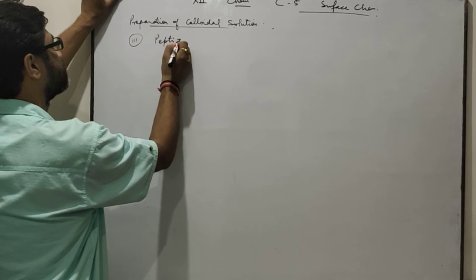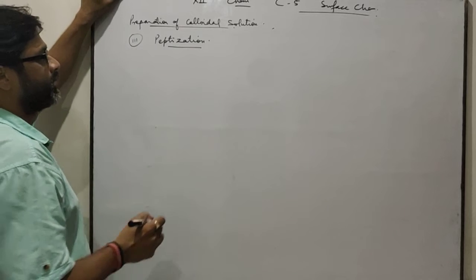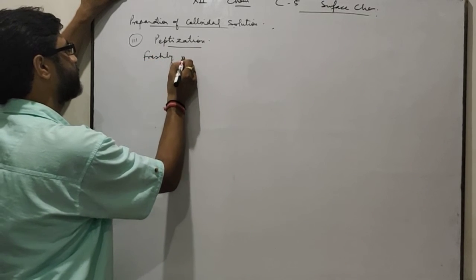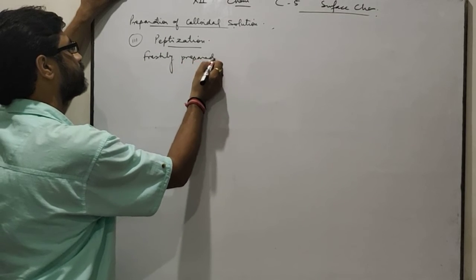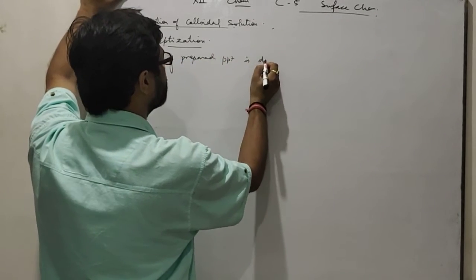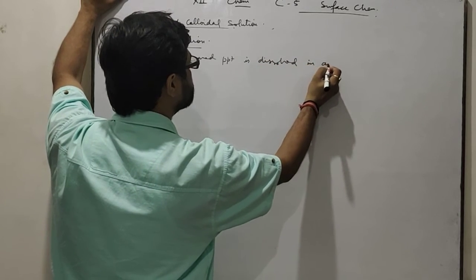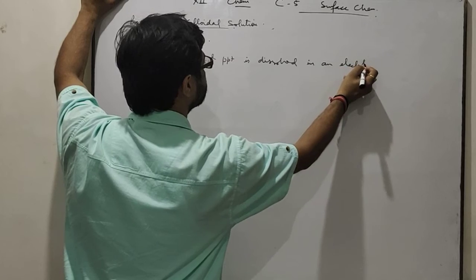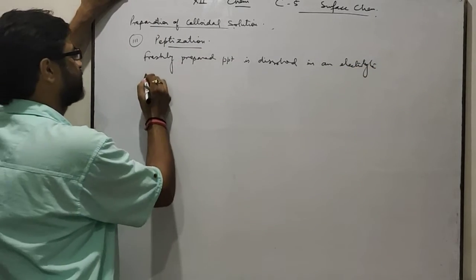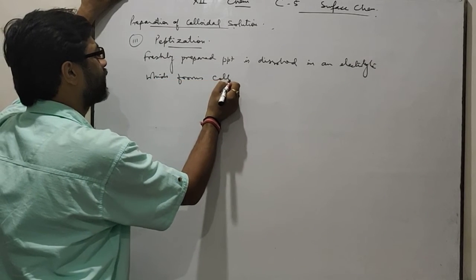The third method used here is peptidization. Peptidization method. In this method, a freshly prepared precipitate is dissolved in an electrolyte, which forms a colloidal solution.